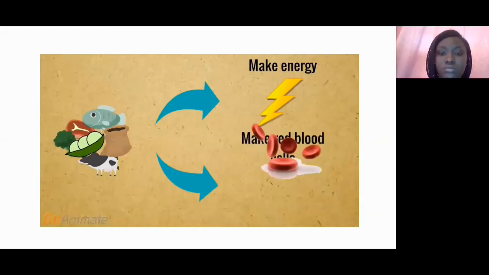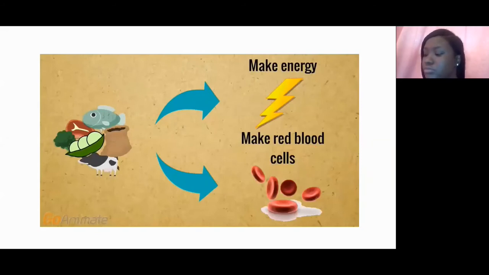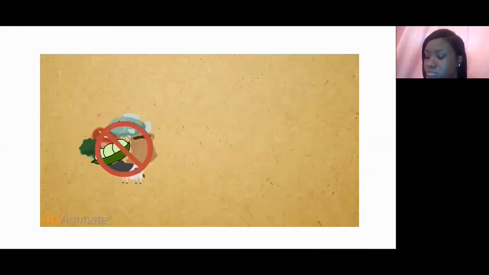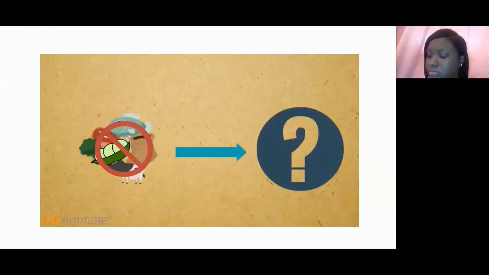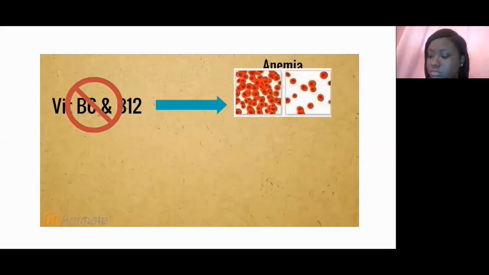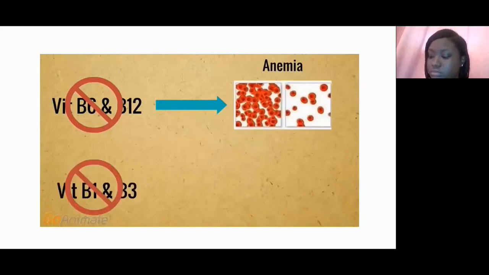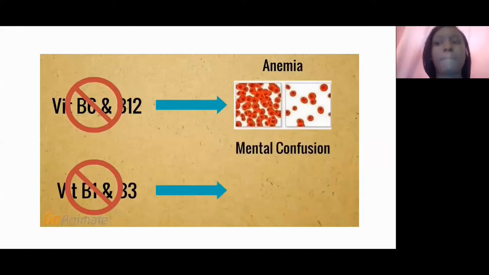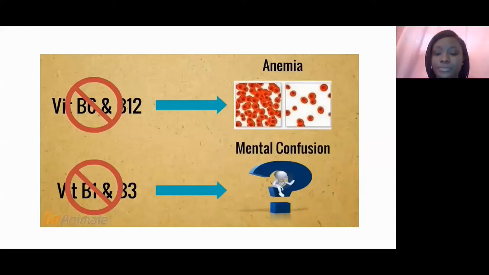It's important to note that some vitamin B types only perform one of these functions, but there are also other types that are involved in both functions. Deficiency in vitamin B can lead to 1 or more diseases depending on the number of types of vitamin B deficiency. For example, deficiency in vitamin B12 and vitamin B6 can cause anemia, which is insufficient red blood cells. On the other hand, deficiency in vitamin B1 and B3 can lead to mental confusion.